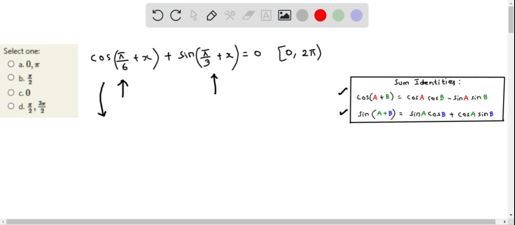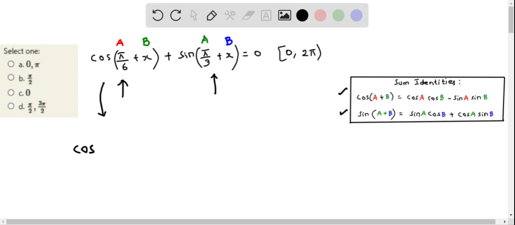I can apply it over here. So I consider a as pi by 6 and b is x. And similarly for the sine, I consider a as pi by 3. So just write down on top of it, and then b is x. So first, let's apply the cosine of a plus b, which is cosine of a.